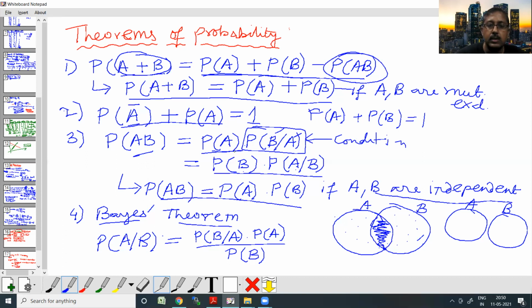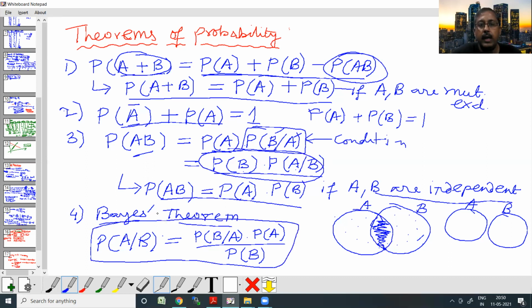Following this conditional probability, what we can also derive is something which is extremely important in context of machine learning, which is the Bayes theorem, right? We have certain machine learning algorithms like the naive Bayes algorithm, right, which follows the Bayes theorem. What is the Bayes theorem? What does the Bayes theorem state? Probability of A given B is equal to probability of B given A multiplied by probability of A divided by probability of B.